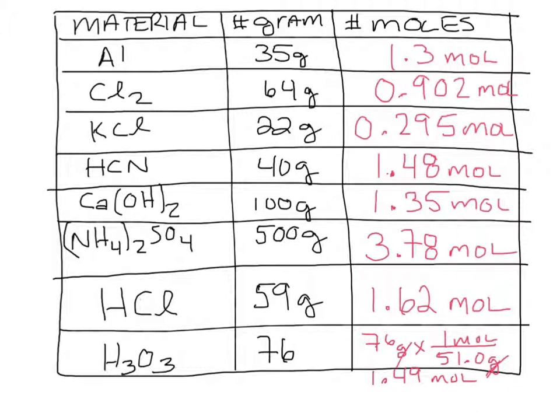Okay, you're back, and here I've listed all the answers for you on the right-hand side in red. So you should check your answers. If you didn't get these answers, you should go back and try to do it again. I gave you a sample of how I did it on the bottom one for H3O3. I took the grams that I was given, and I divided it by the molar mass times 1 mole to get me 1.49 moles. So you should set it up that way and then see if you get a better answer.